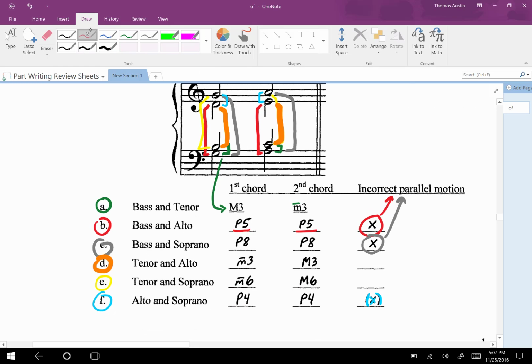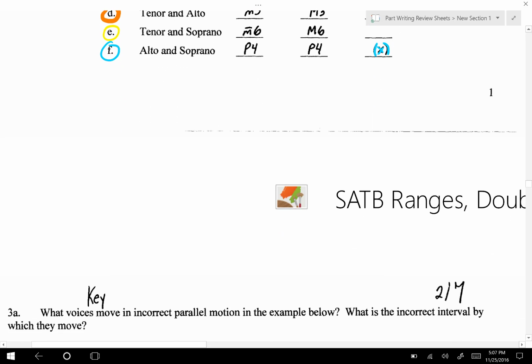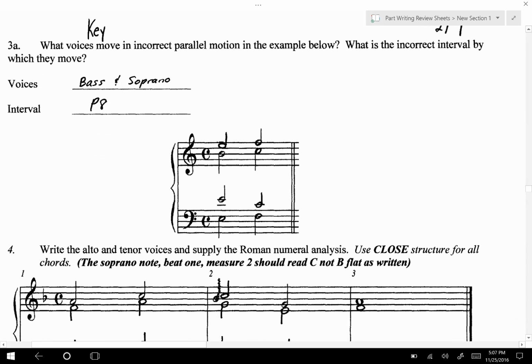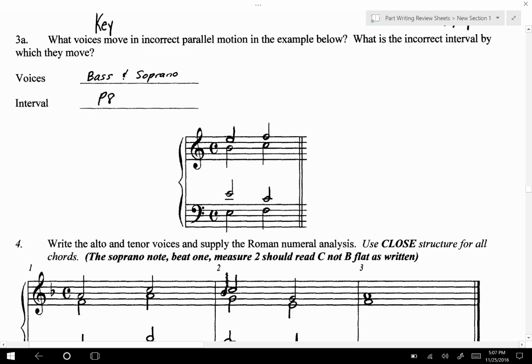So let's go back and shift down to the next part. This is 3A, page 2. What voices move in incorrect parallel motion in the example below? What is the incorrect interval by which they move?